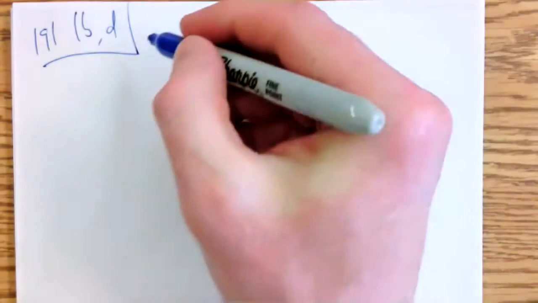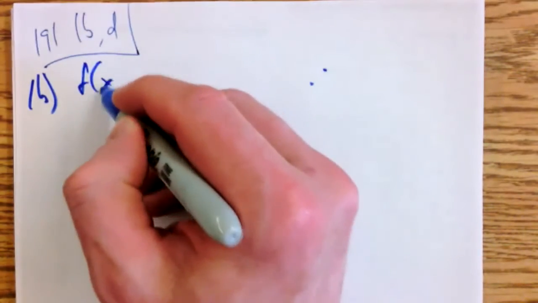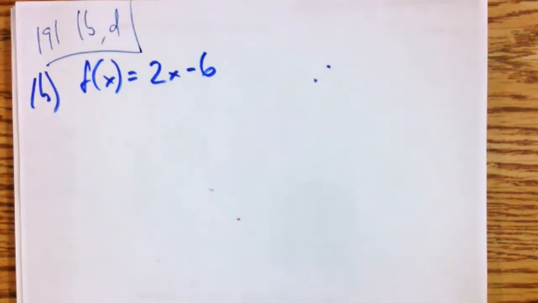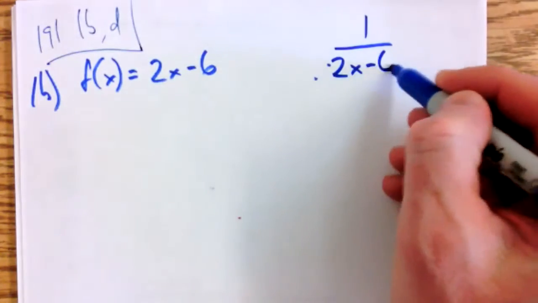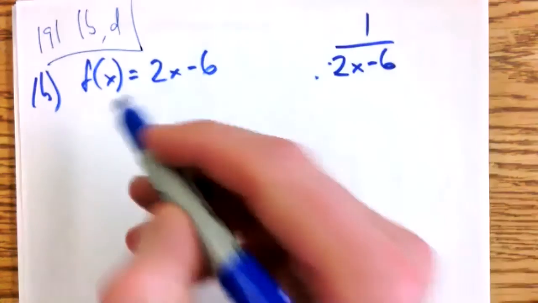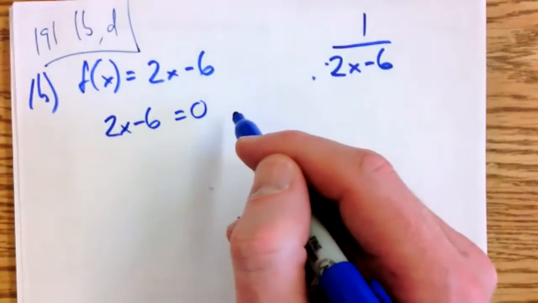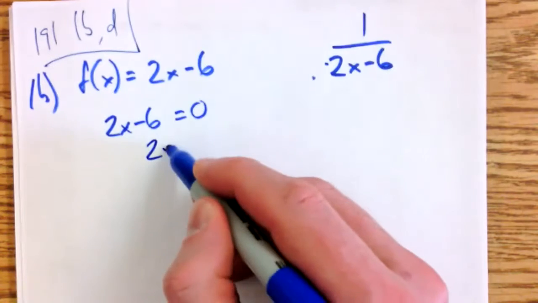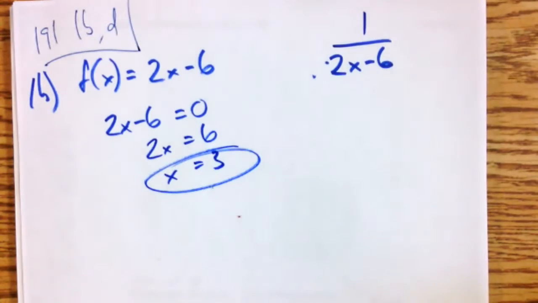Okay, so 1B. It says f of x equals 2x minus 6. So basically, we have to find our zeros. It wants to know what the asymptotes are. In other words, if it was 1 over 2x minus 6, what are the non-permissible values? The easiest way to do this is to say 2x minus 6 equals 0 and solve for x, because whatever x is would make it 0. Add 6 to both sides, 2x equals 6. Divide both sides by 2, x equals 3. There's your vertical asymptote.